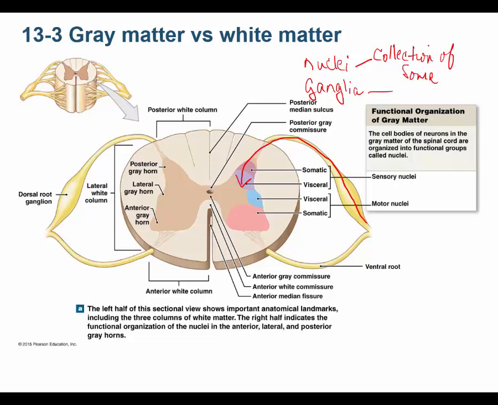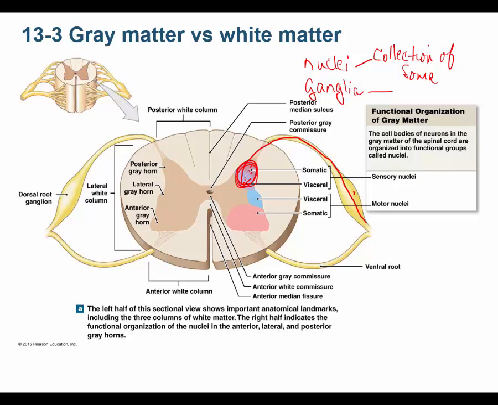So as my sensory neurons come in, they're going to synapse with sensory nuclei right here in the gray matter. So that's a synapse right there, because the soma of my sensory nerve is here in the dorsal root ganglia. That's one of those unipolar nerves here in the dorsal root ganglia. But the axon has axon collaterals and telodendria, and they synapse with interneuron sensory nuclei here.